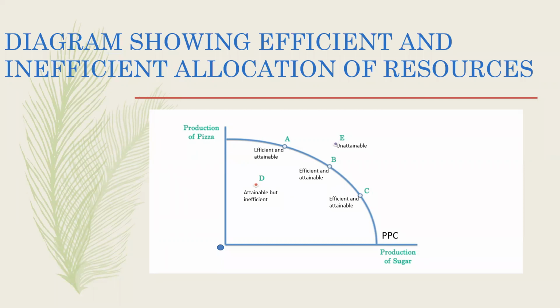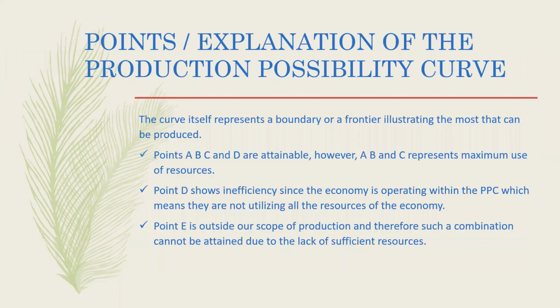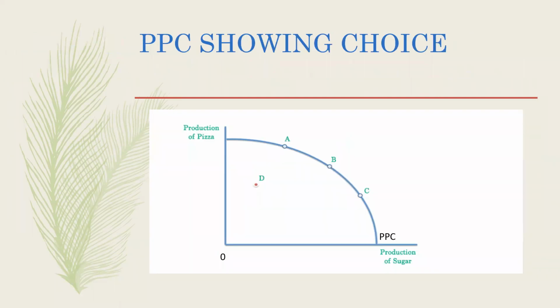All right. So we have the explanation here. And now we're looking at the PPC showing choice. Choice, because we have scarce resources, we have to make a choice. So this PPC illustrates the whole concept of choice. Since the consumer now can choose between A, B, C, or even D.